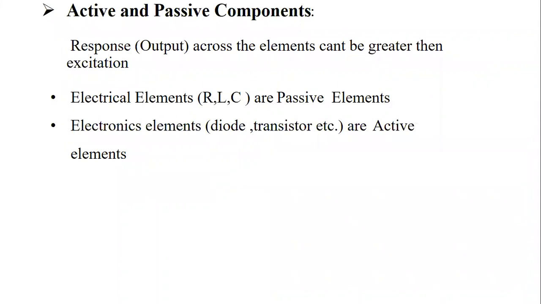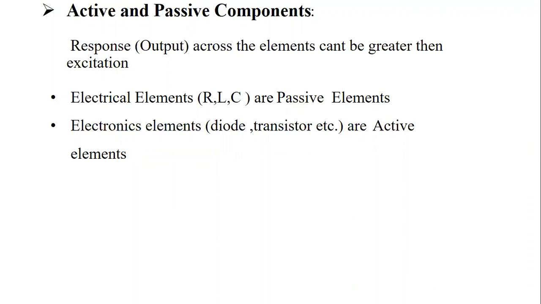Next is the active and passive element. So first, resistance, inductance and capacitance are all passive elements. Why are these passive elements? And what is the definition of passive? Passive element means the response or output across the element can't be greater than the excitation. Then the element is passive. While in case of an active element, the response or output across the element can be greater than the excitation.